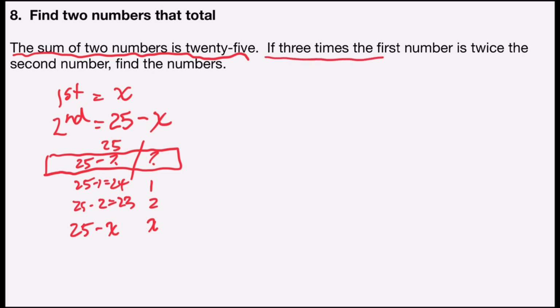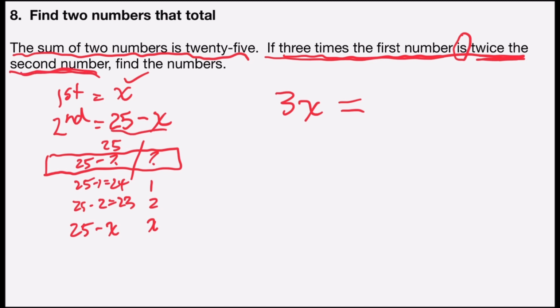The second part is just translation. It says if 3 times the first number is twice the second number, find the numbers. So I have my word "is," that's my equal sign, like we did in the first few problems. The left side expression is 3 times the first number. Well, the first number is x, and 3 times that would be 3x. The right side expression says twice the second number. Well, the second number is 25 minus x, and I want 2 times that, and remember to put it in parentheses because the number itself is represented by 25 minus x. And so my equation says 3x equals 2 times (25 minus x).